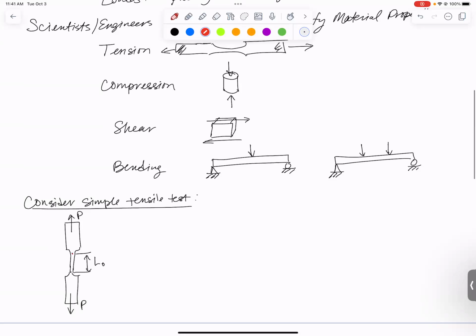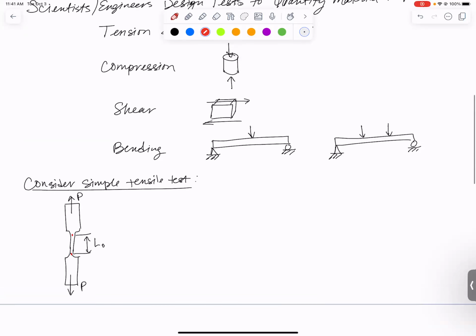Let me change the color. Maybe I have a couple of points here that I might put on and either do this visually with a system that visually measures the displacement of locations, or we could do it using a clipped on extensometer. So what's going to happen is as I pull on this, it's going to stretch. And I'm going to be measuring the force P and how much elongation I get from that middle L0 section. It's going to get a little bit longer and I want to measure that. The other thing that we'll need to know down the road is what is the cross-sectional area here?